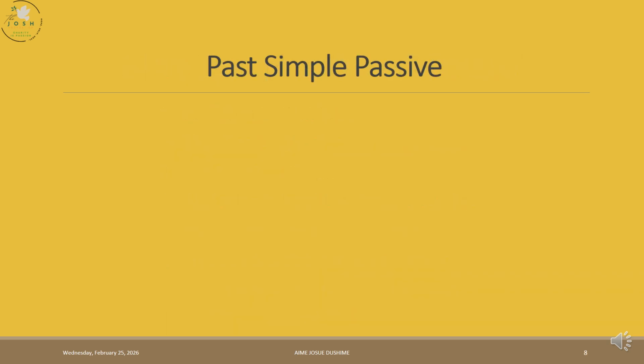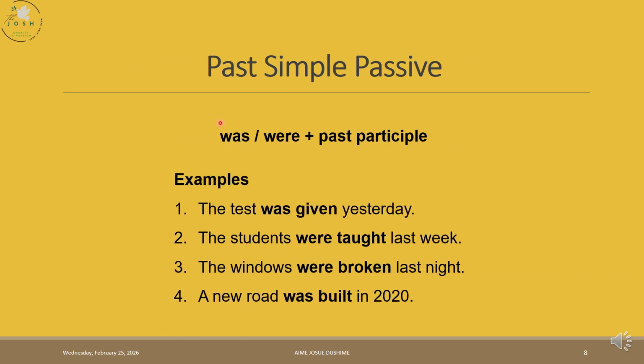Now, how about the past simple passive? In past simple passive, remember the verb to be in the A1 lesson, we learned that verb to be takes two forms in past, was and were, depending on the subject. I was, he was, she was, it was, they were, you were. Except for the second conditional, where we use were for all subjects. But in other uses, we use was or were based on the subject.